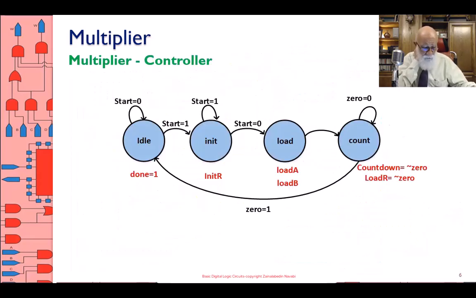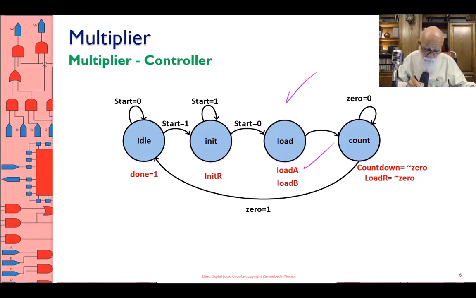All right, how about the controller? The controller, look, it's just like a state machine you have seen already. It waits for a start signal, until the start becomes 1. While we are in the start state, it keeps issuing done equal to 1. When the start becomes 1, it goes into the initialization state and waits for the start to become 0. It loops back into the same state for as long as the start is 1. And then when the start becomes 0, it goes into the load state.